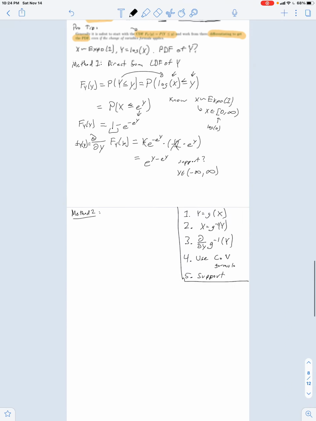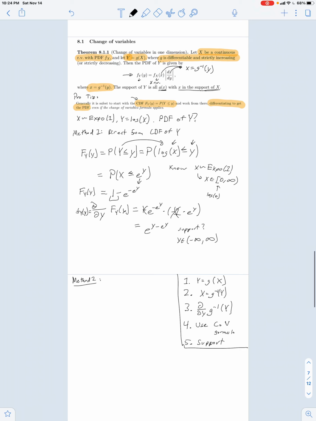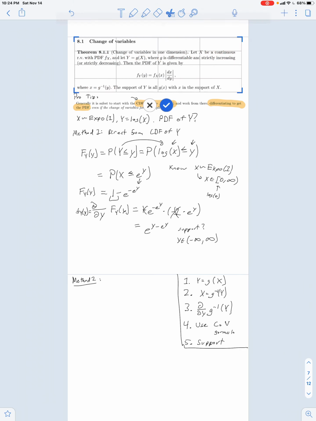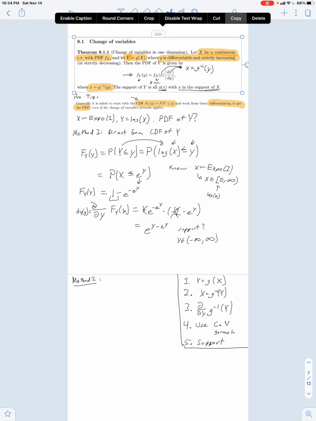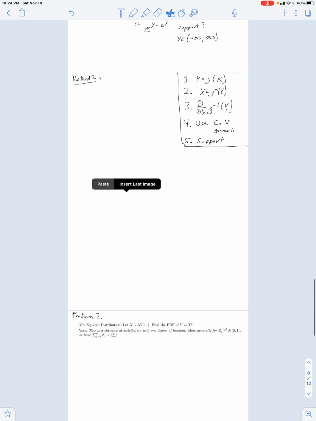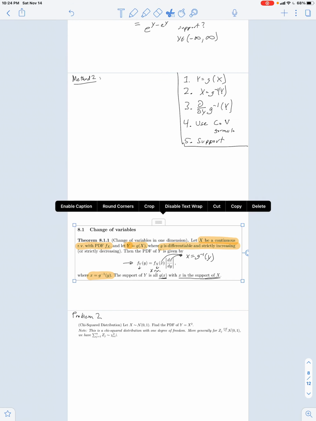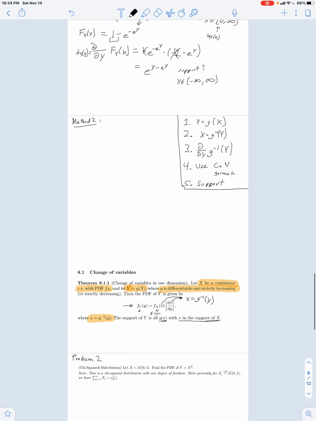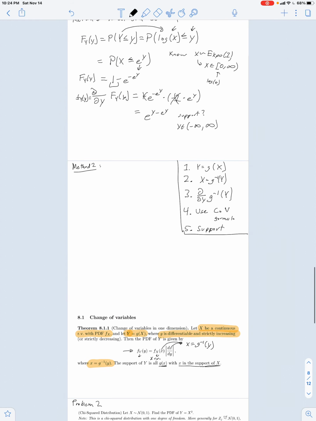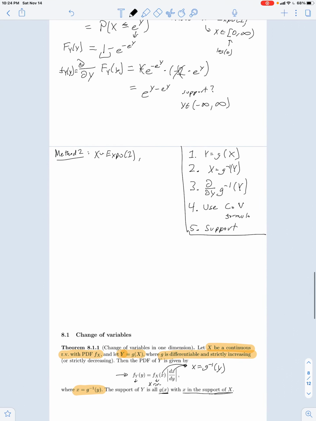Okay, great. So I'm just going to move, oops, I don't want to crop it. I want to move this down here so I have the formula when I need it. And then I'm going to start again. So remember that X is Expo 1 and Y is equal to log X.